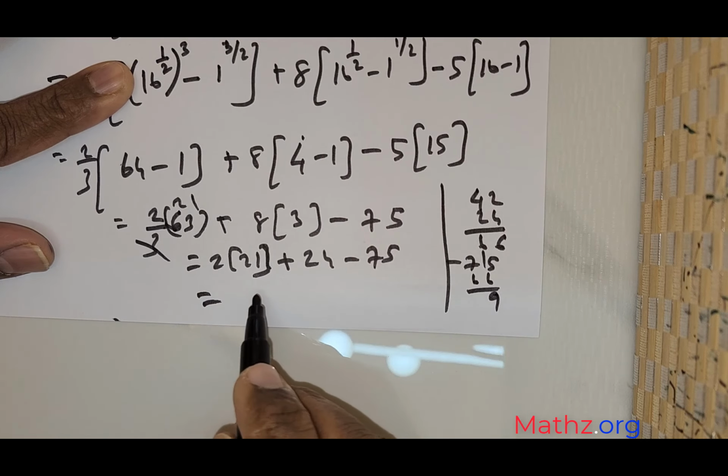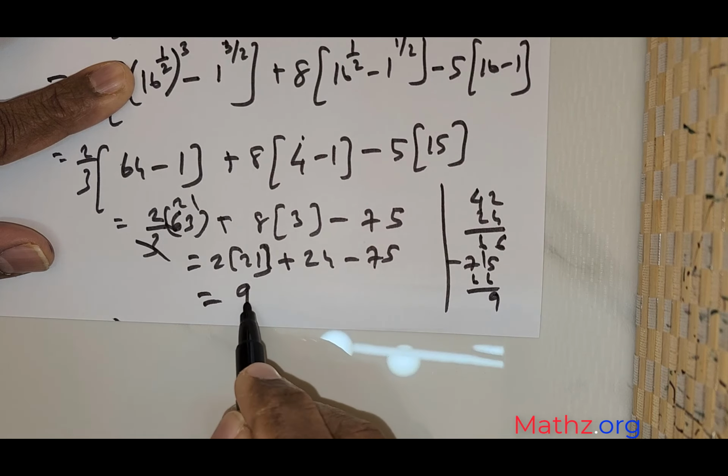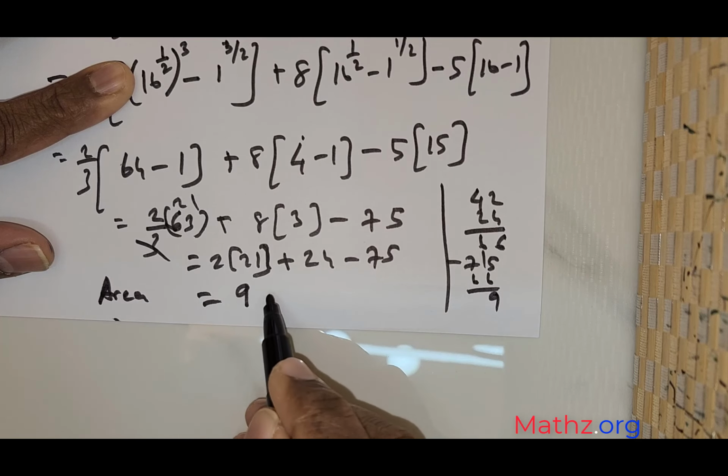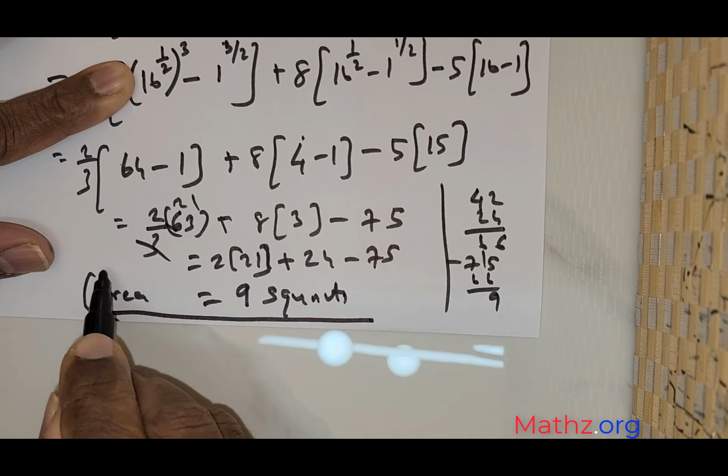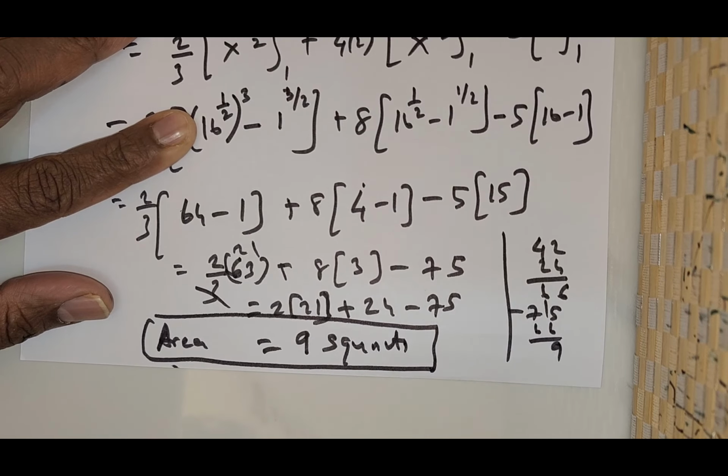But we cannot have area to be negative, so we need to take it positive. So 9 area, 9 square units, and you can box that result. Okay, so that's the solution for this question.